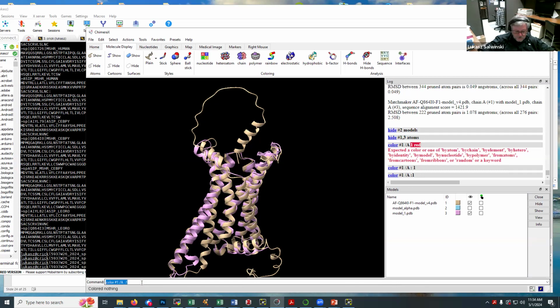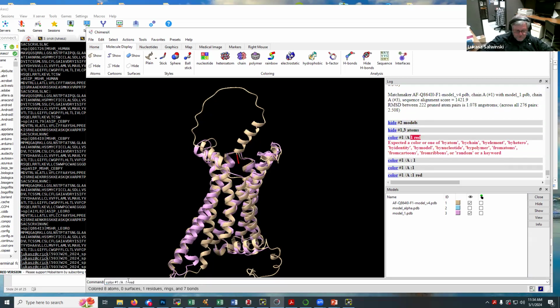No color. Oh, and I'm missing the color. Yeah, that's red and no space here. Okay, I'm dyslexic. Here we go. Okay, so this is specifying the model, or in our case, this is going to be one of the PDB files.